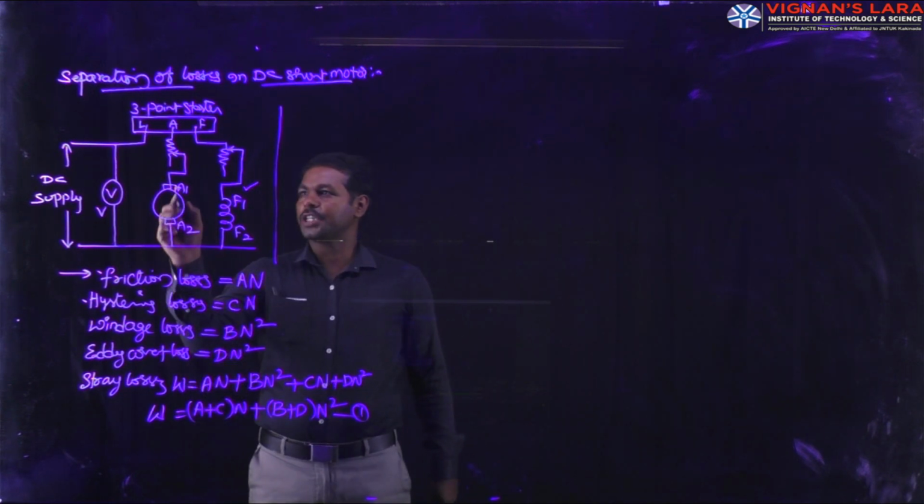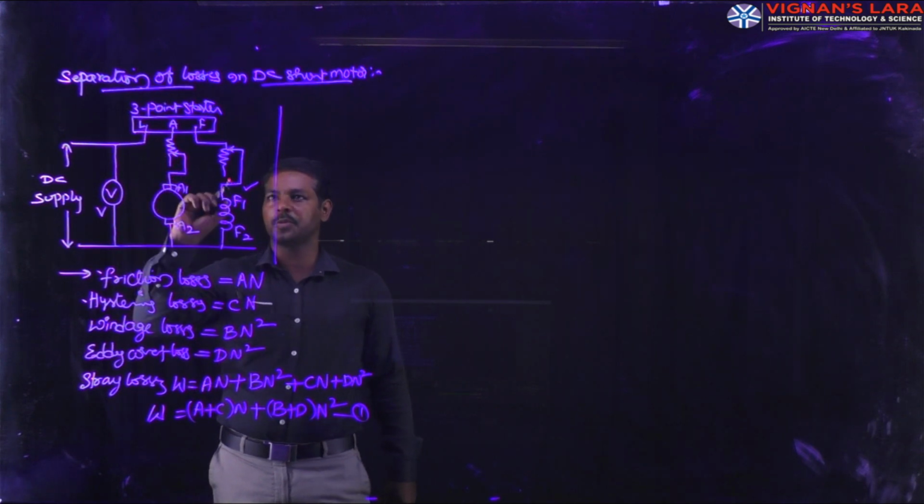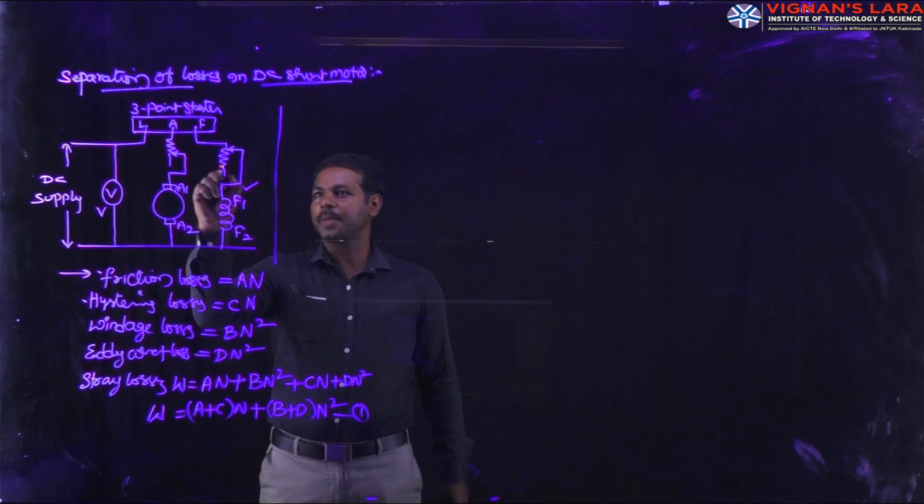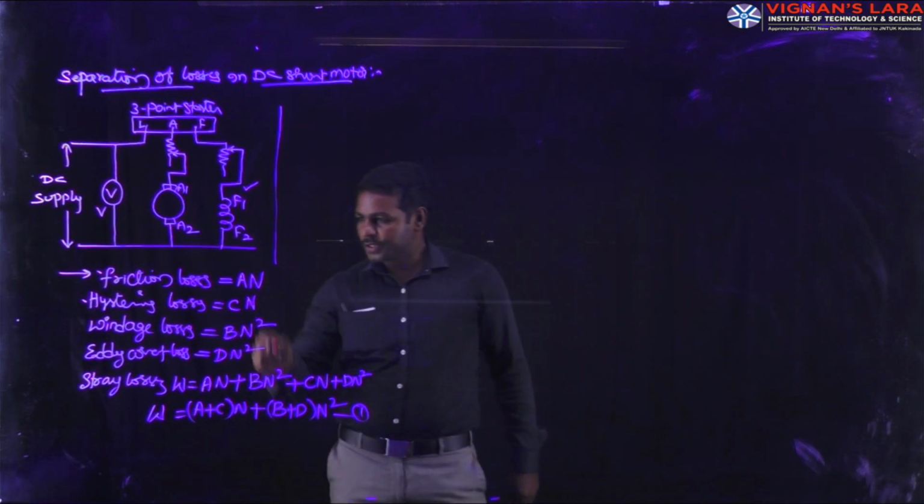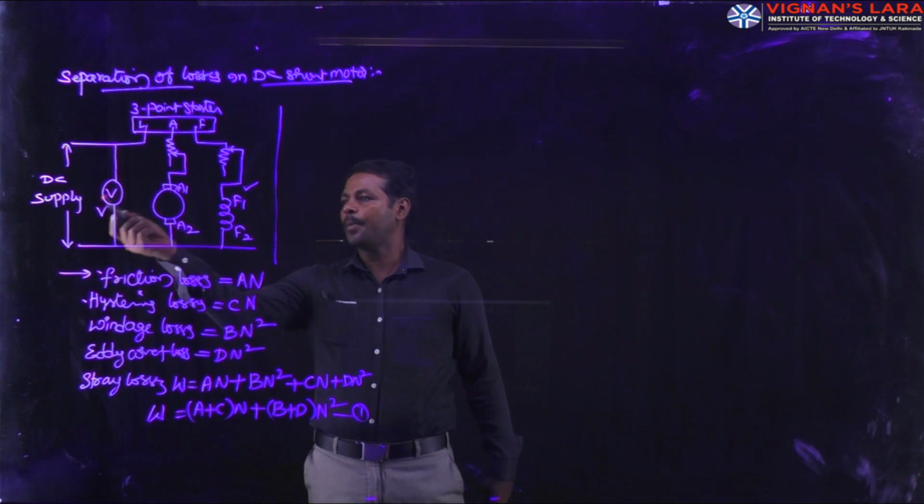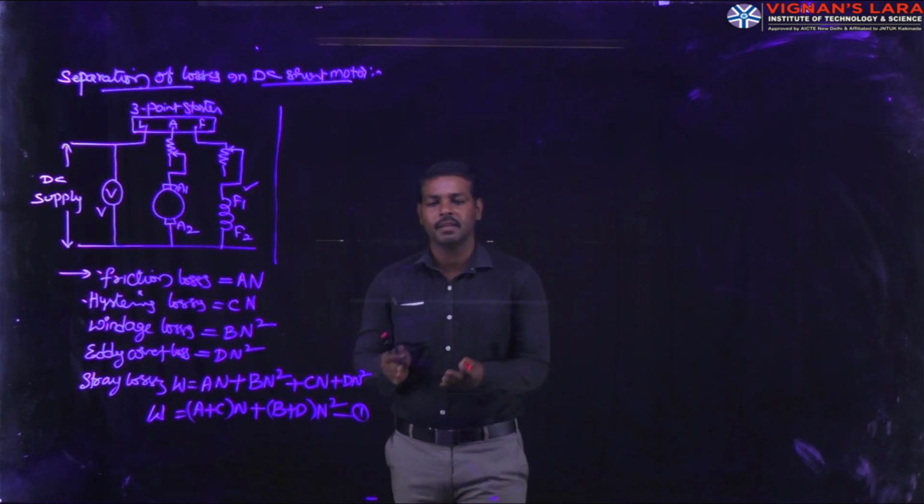So at the starting position, the armature rheostat is always placed at maximum position, and the field rheostat is always placed at minimum position. Based on this knowledge, we can operate the given circuit.